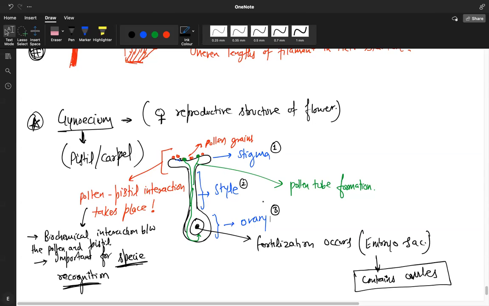This is known as pollen pistil interaction. And in the bracket, you can write important for species recognition.